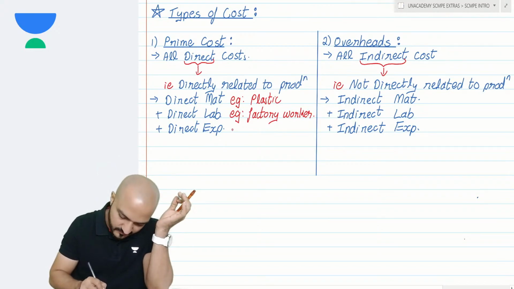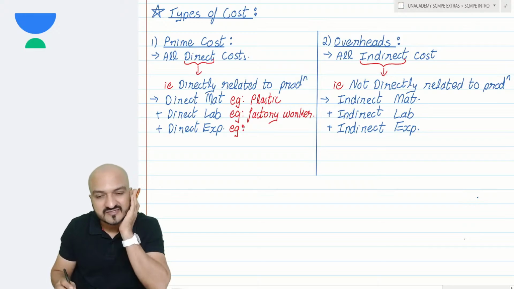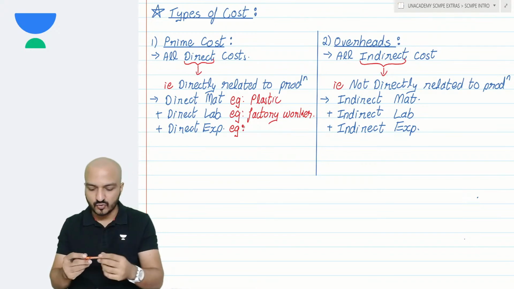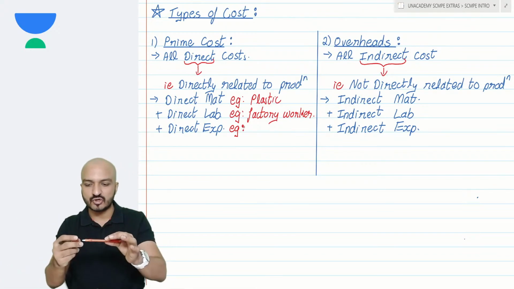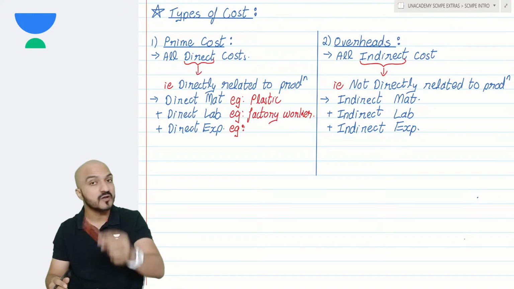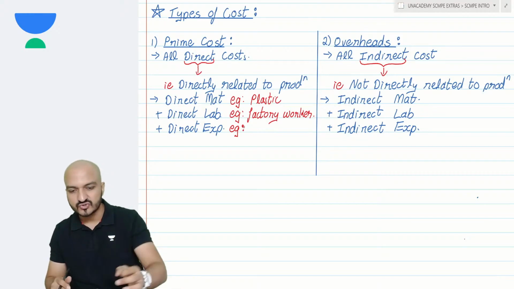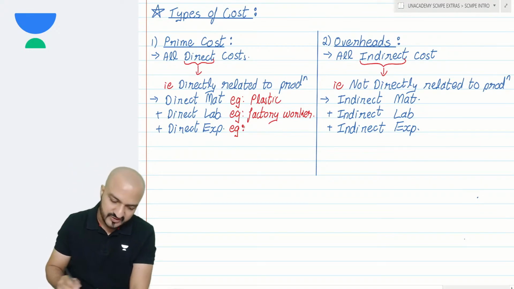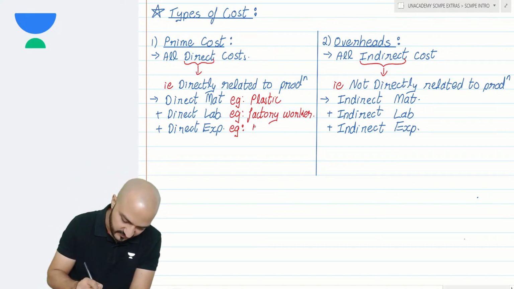Yes, and direct expenses. Yes, Maruti, the worker who is operating the machine, the worker who is, say, assembling the parts of the product to make the final product, all such workers who are directly associated with the product become my direct labor. Okay? Now, direct expenses is something very tricky.